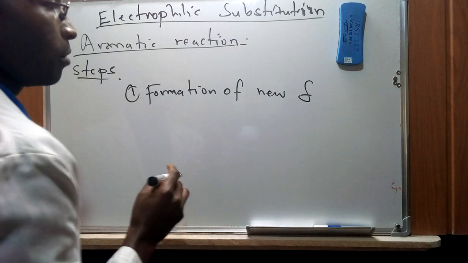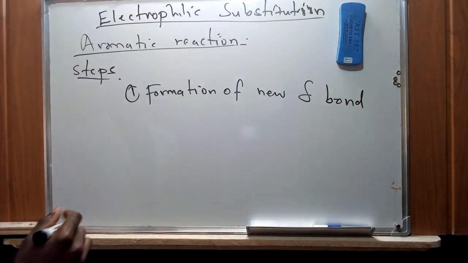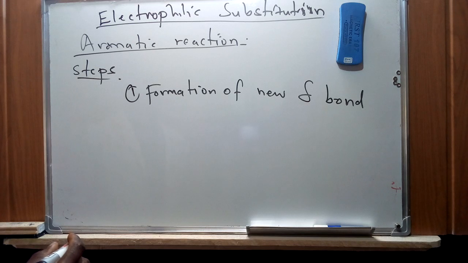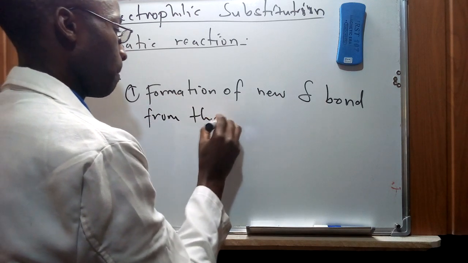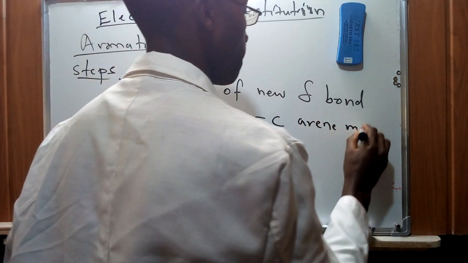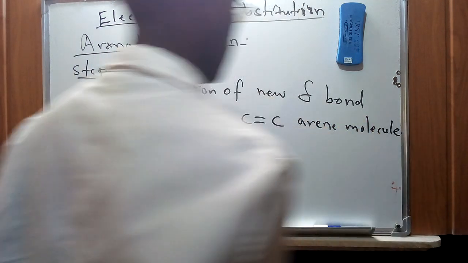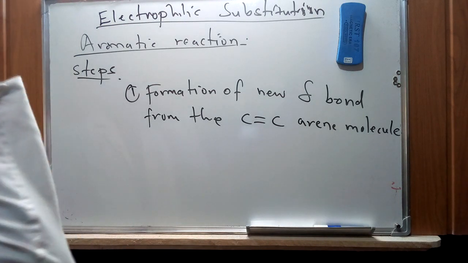I'm going to use this symbol to represent the sigma bond. Now, we've discussed in one of our videos what the concept of a sigma bond is. And this formation of a new sigma bond is from the carbon-carbon double bond of the arene molecule. Arene basically, as we said, represents benzene and its derivatives or similar ring systems.